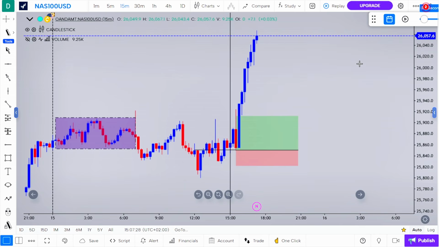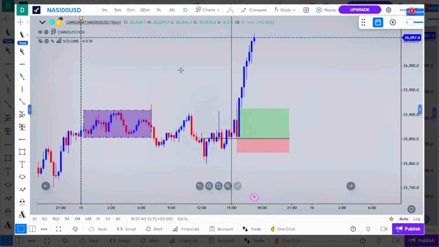You know, that means I'm trying to show you exactly that you can apply any entry model in the idea of the market structure. As long as you know exactly what you're doing, you're good to go. Let's move on to another example right here to see what we have.